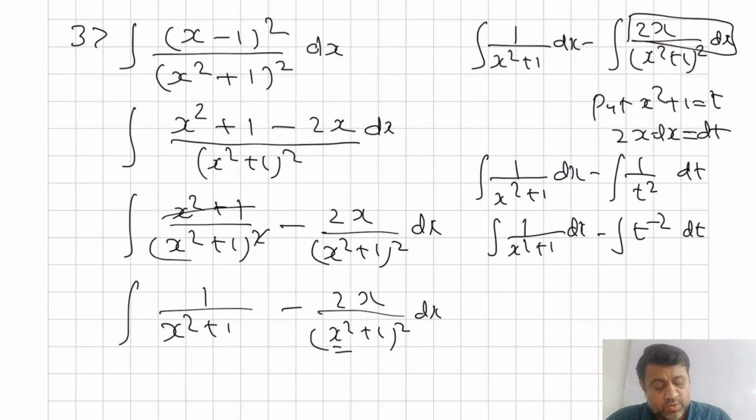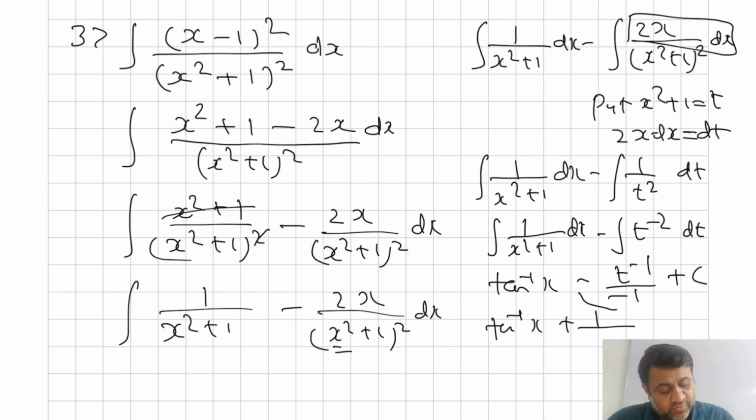Now integrate this. Integration of 1 by x square plus 1 will be tan inverse of x, and the second part I write t to the power minus 2 plus 1, which will be minus 1. So t to the power minus 1 upon minus 1, plus, you just simplify this, minus and minus will make it plus. So we get tan inverse of x plus 1 by t, and substitute the value of t. Value of t is x square plus 1, plus c.